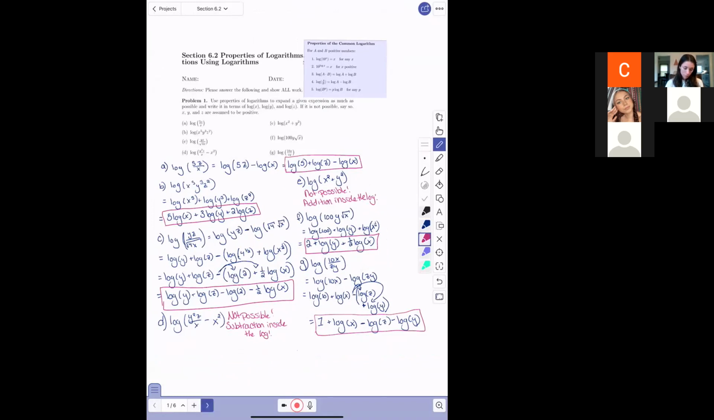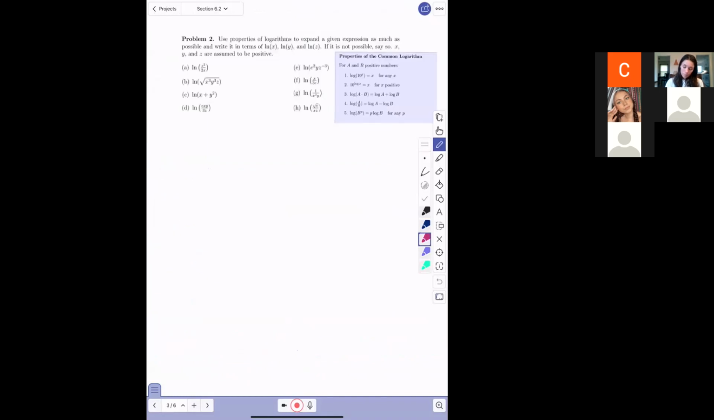Okay, moving on to the next page. Here, we're essentially going to do the same thing. Use the properties of logarithms to expand a given expression as much as possible. Write the terms in ln of x, ln of y, and ln of z. If it's not possible, say so. x, y, and z are assumed to be positive. So instead of logarithms, we have natural logs. And as I mentioned earlier, it's the same set of rules, just wherever you see log, you put in ln. And really, the only ones that change are these two: ln of e to the power x equals x, and e to the ln of x equals x. But the conditions for positive and for any x still apply here.